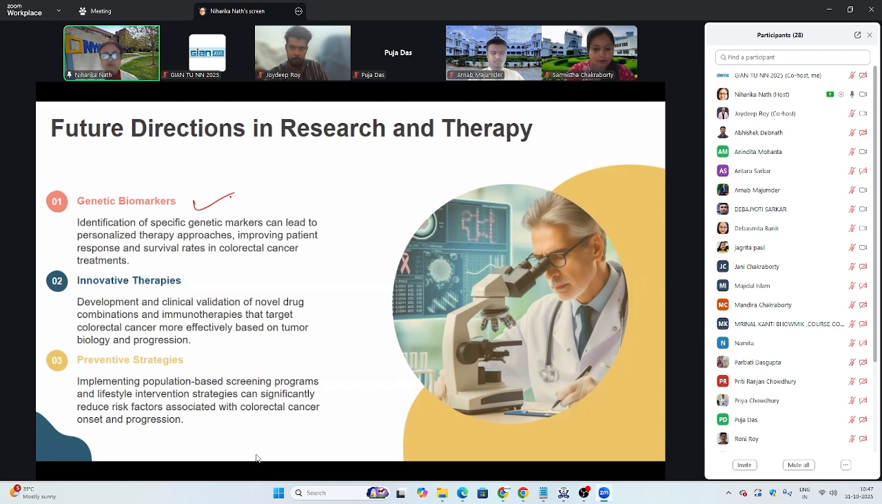So one would look for more biomarkers if there are any. Innovative therapies, that means you combine immunotherapy, if the conditions are right. So, it all depends on what the tumor is like. And so, are you a candidate for immunotherapy? Is the patient a candidate?